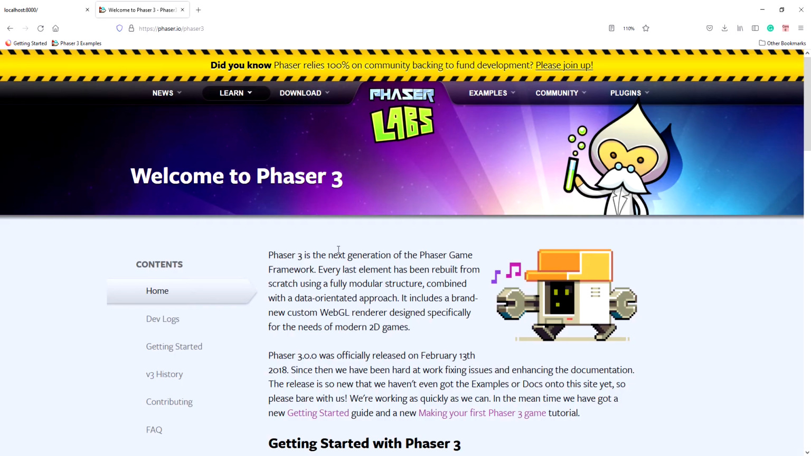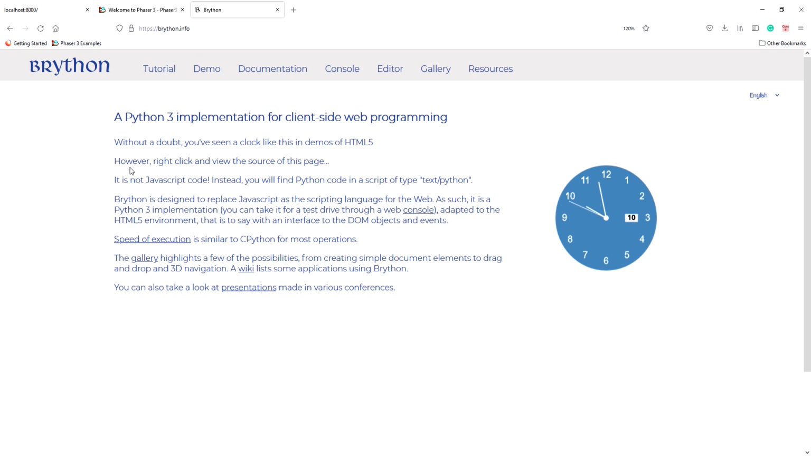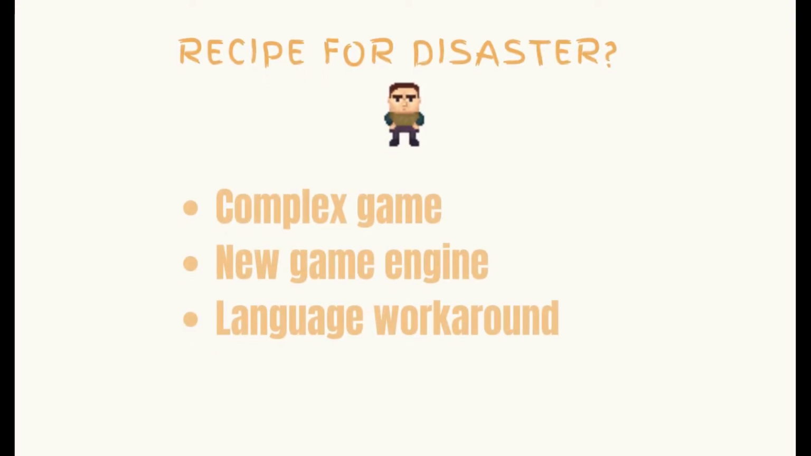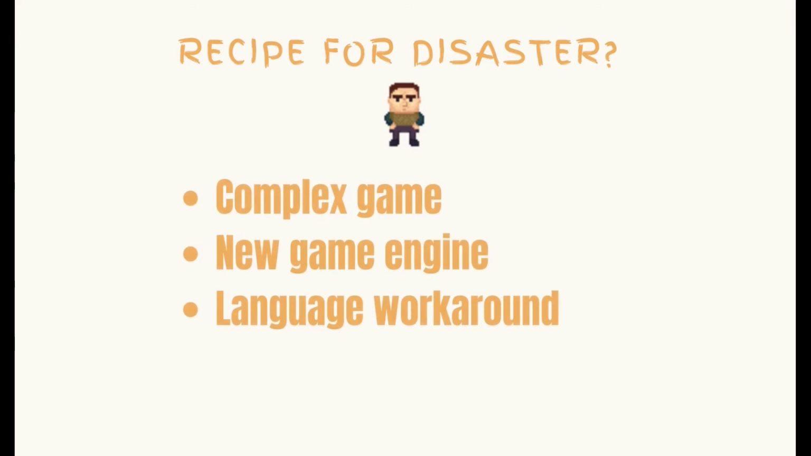I found a game engine called Phaser 3 that seems to be able to do a lot of cool things, so I'm going to give it a try. Phaser is written in JavaScript. Unfortunately, I'm not very familiar with JavaScript, so I found a workaround using Python as the interface so I can code in Python. You may think, wait, you're working on a complex game while using a new game engine and a workaround for the language? That sounds like a recipe for disaster.